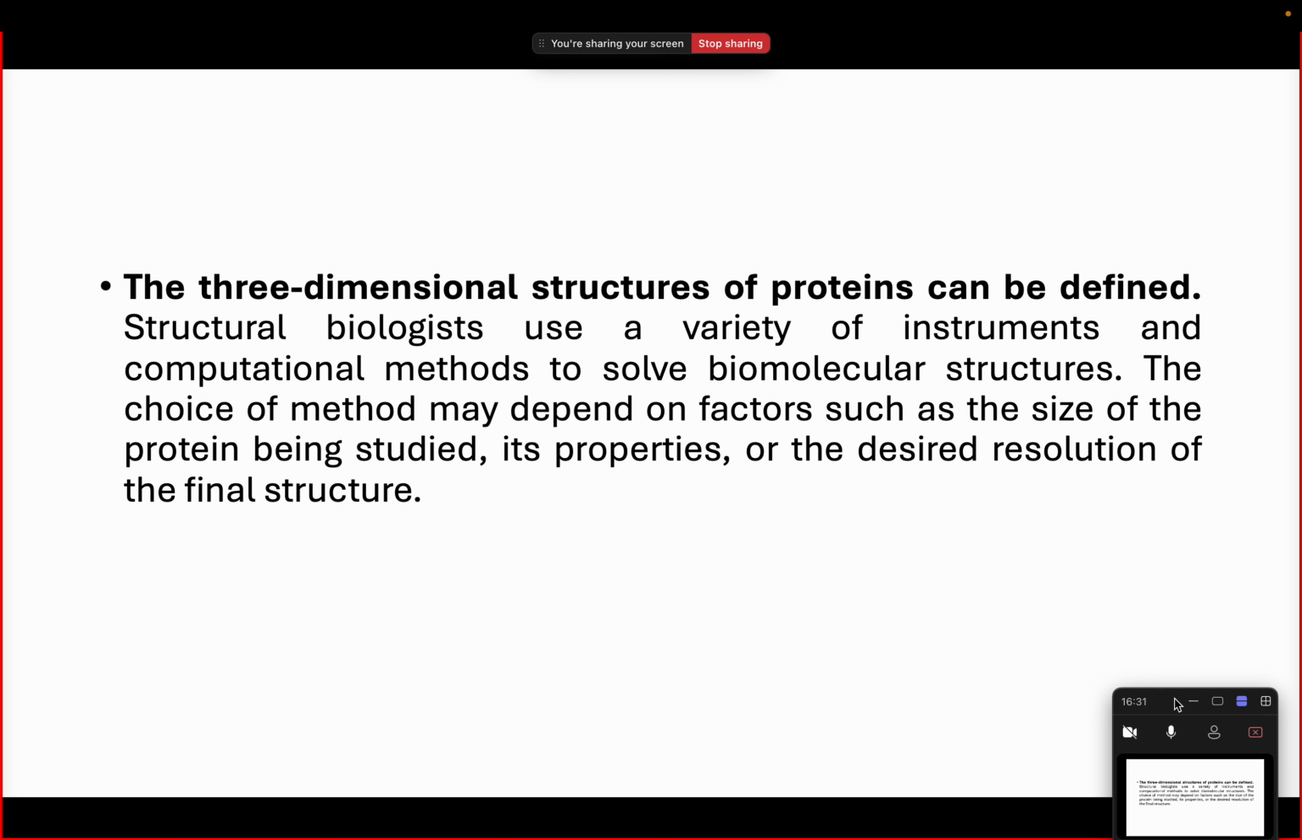Okay, the three-dimensional structures of proteins can be defined. So structural biologists use a variety of instruments and computational methods to solve biomolecular structures. The choice of method may depend on factors such as the size of the protein being studied, its properties, or the desired resolution of the final structure.